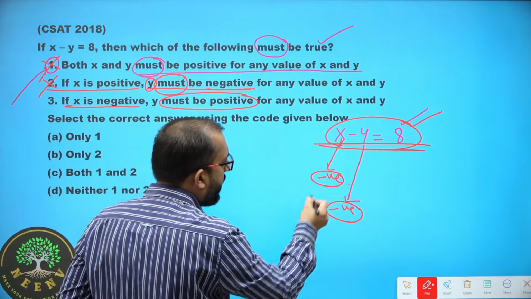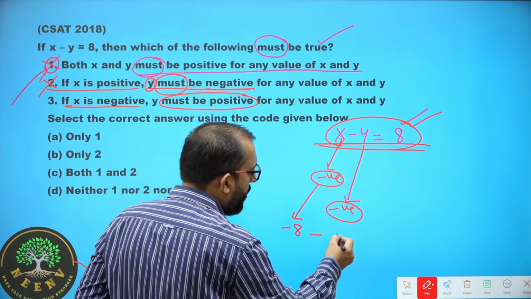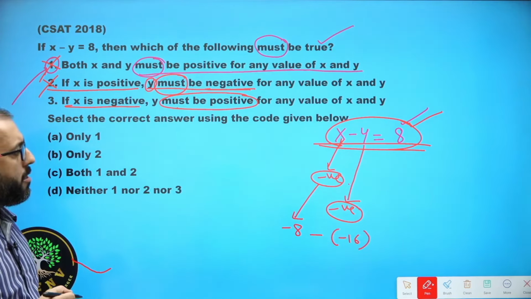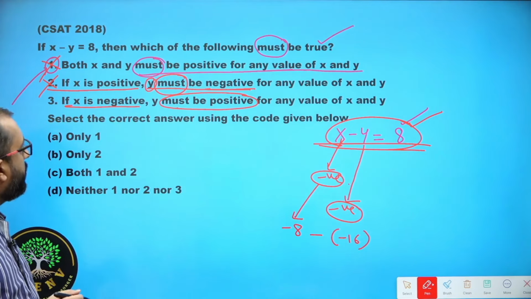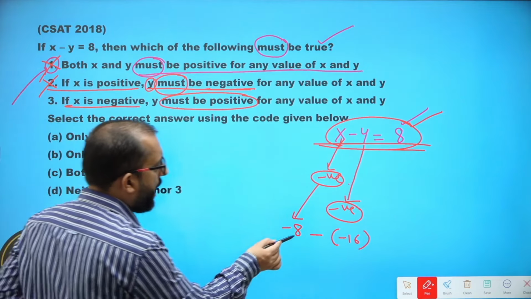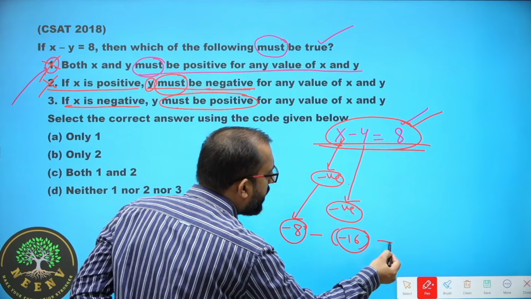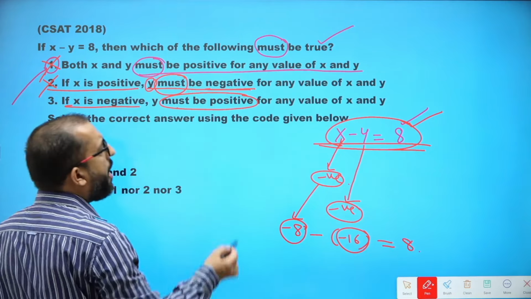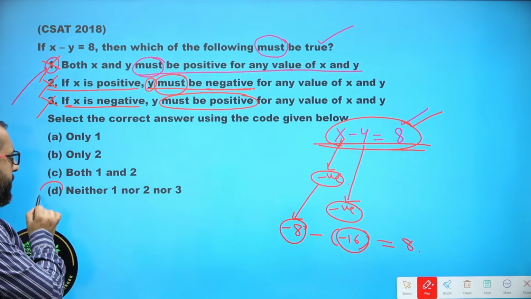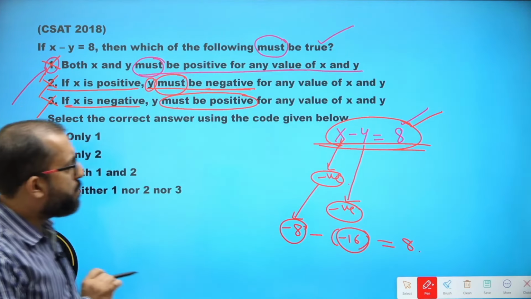So see, x is negative, so let's say x is minus 8, and y is minus 16. Done. So see, right now my x is negative, but for negative value of y, the given condition is still justifying, hence statement 3 is also wrong. So the right choice should be option D, neither 1 nor 2 nor 3. Let's move on to the next.